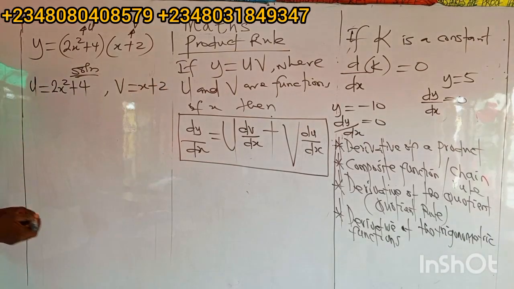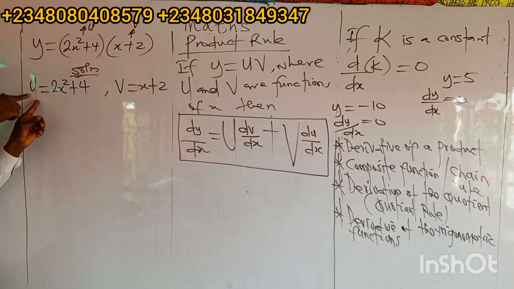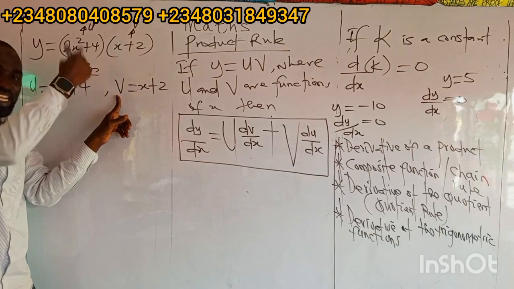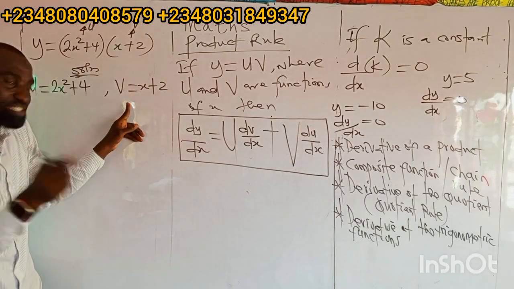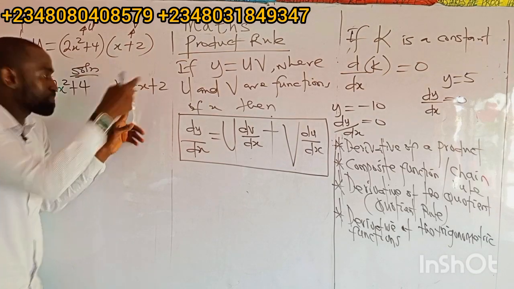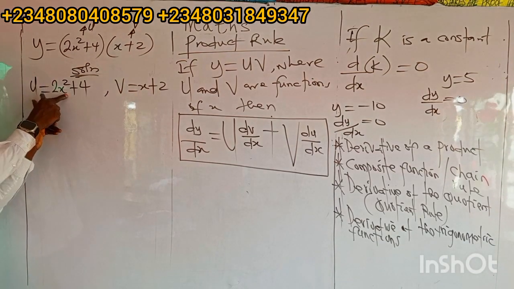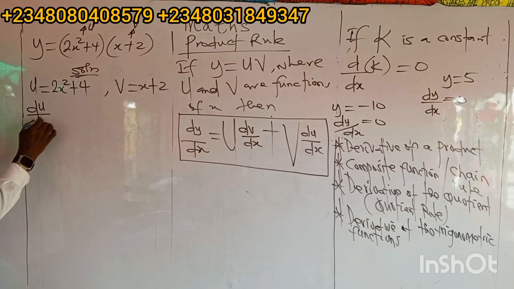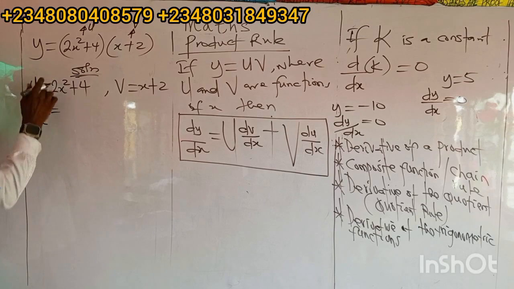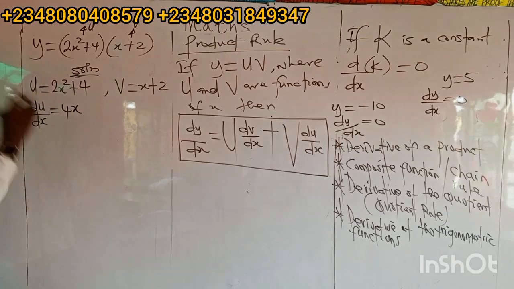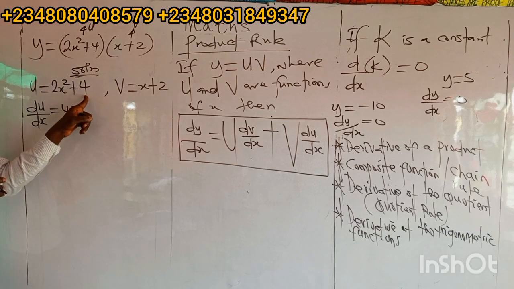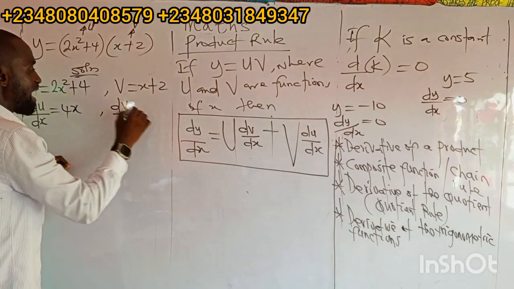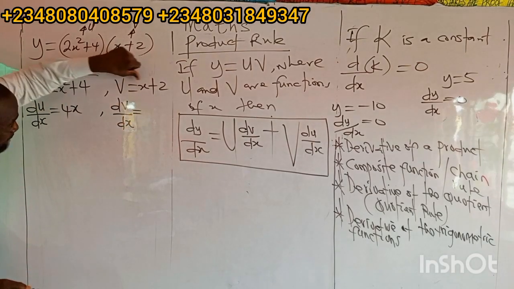Now in this case, u is a function of x, and v is a function of x. It means v depends on x, and u depends on x. So in this case, we are looking for du/dx. This is because 2 times 2, we have 4x; then 2 minus 1, 1. This is a constant, 0. Now I'm looking for dv/dx.